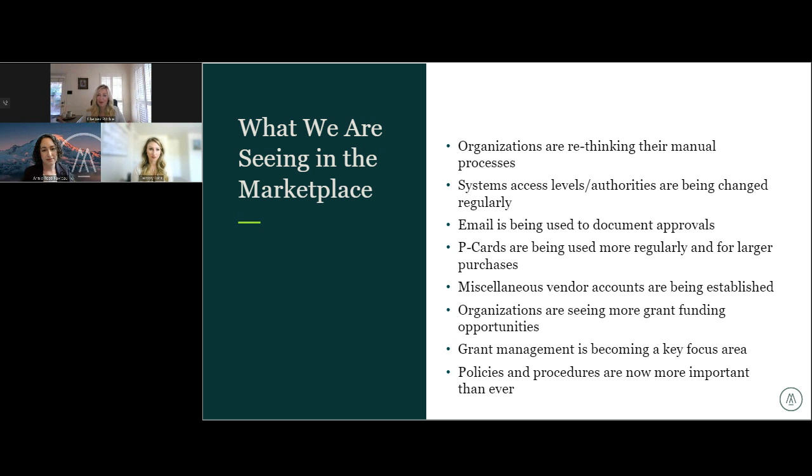Do I have to have policies and procedures? And the answer is yes. Auditors are going to be looking at those policies and procedures. So just to recap, going over all these different bullets, policies and procedures are more important than ever right now. And I think we're going to continue this trend, especially with how we're going to see things changing, even after the pandemic. Tammy, I'm going to hand it to you.